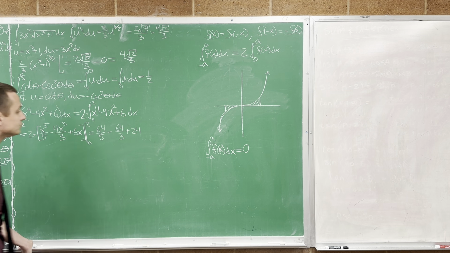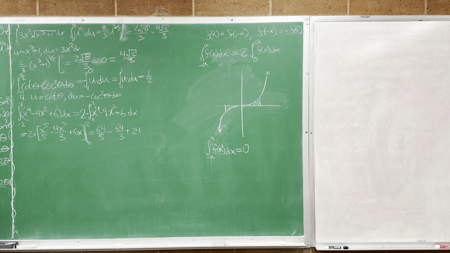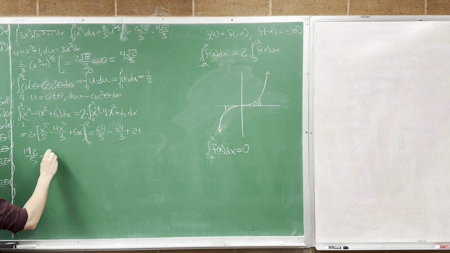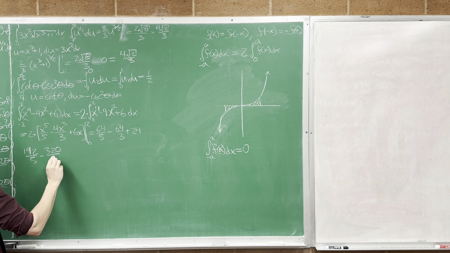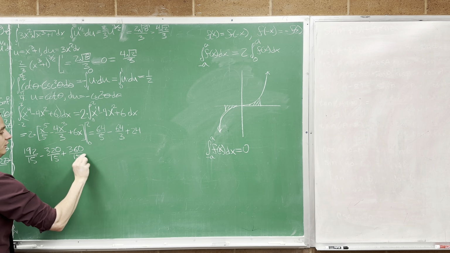So now you put everything in terms of 15, so you combine them. What is 24 times 15? All right, so let's start dealing with this. Times that by 3. So 64 times 3, what is that? It's 192. Minus 64 times 5, what's that going to be? 320. Oh, that's fifteenths, by the way, not fifths. And then plus 360 over 15.